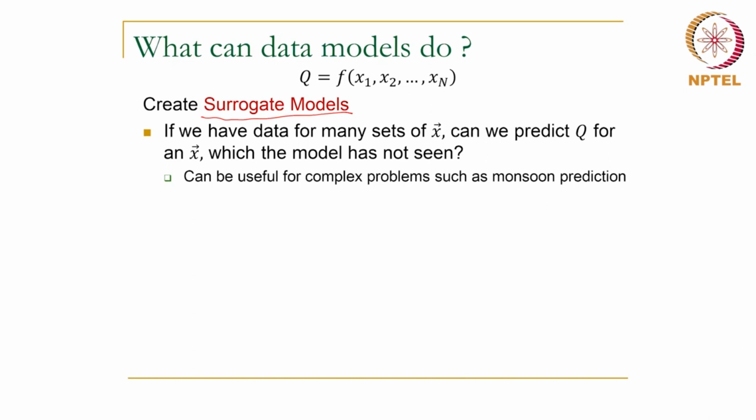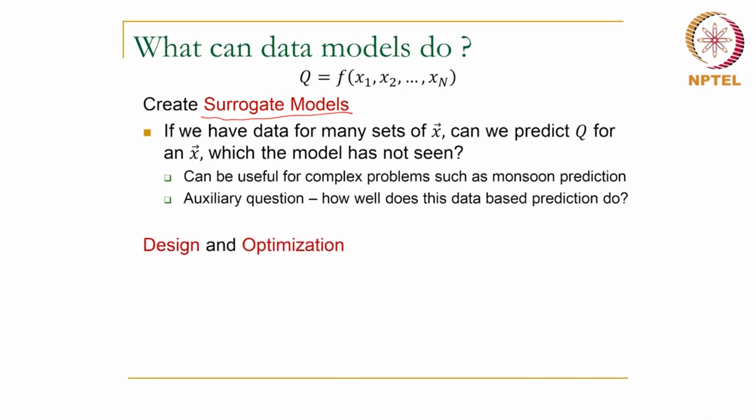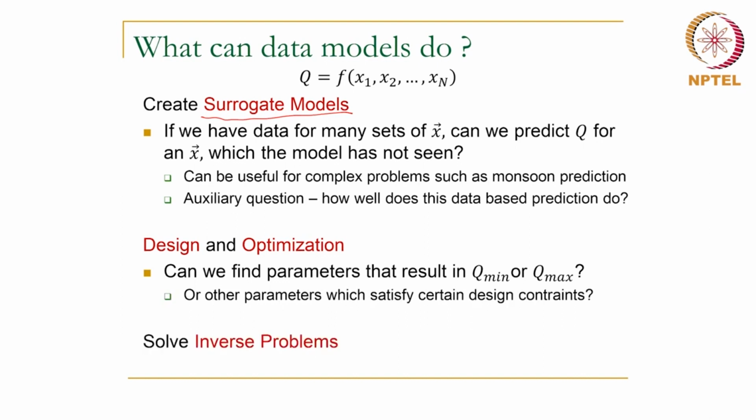Typically in complex problems such as monsoon prediction, where you don't have the actual physics or you cannot incorporate all the physics, I'll give some more details in the next slide. In such cases we use surrogate models, and these are popularly used in design. One of the popular tools used for surrogate models is neural networks and machine learning. Another thing, as I said earlier in this class, we have a design and optimization problem. Can you find out parameters that result in maximum heat transfer or minimum heat transfer? Once again, you can use surrogate models there. Finally, we can use data-based models to solve inverse problems, as we will see later on in this course.